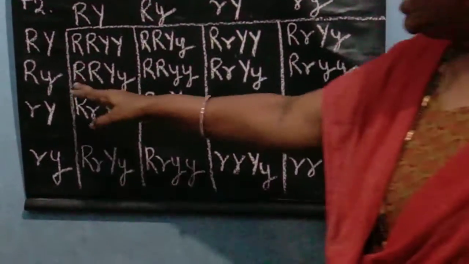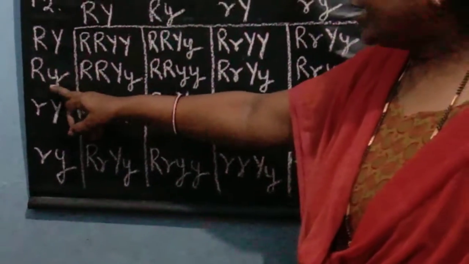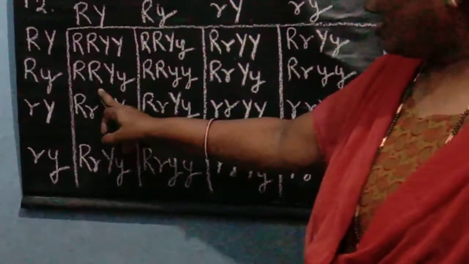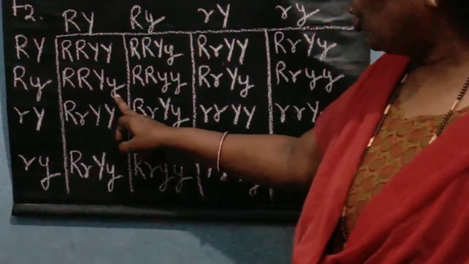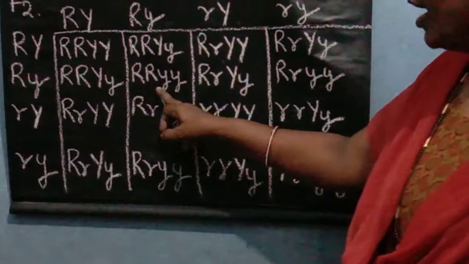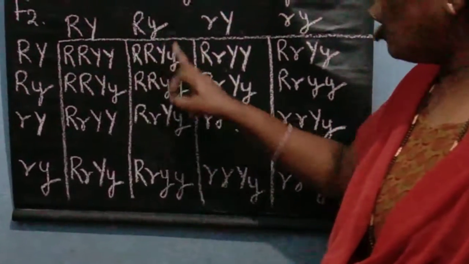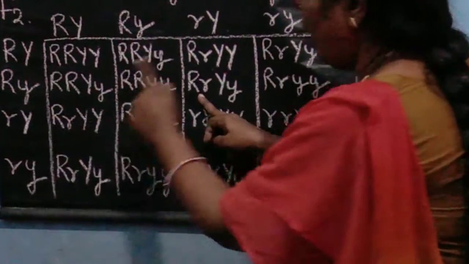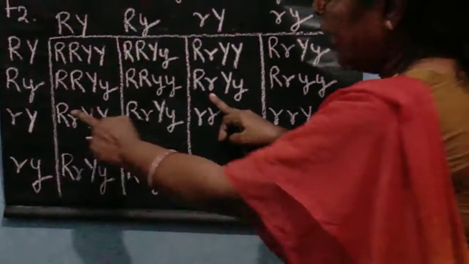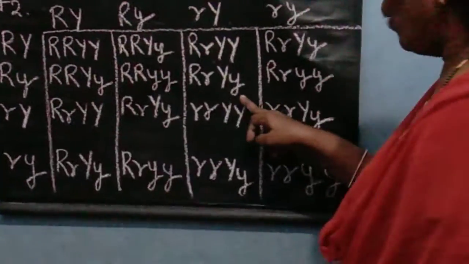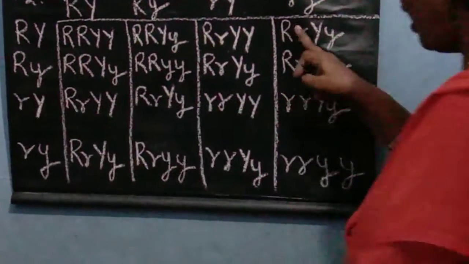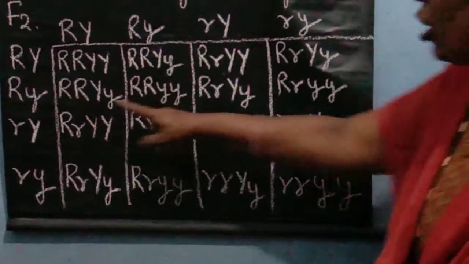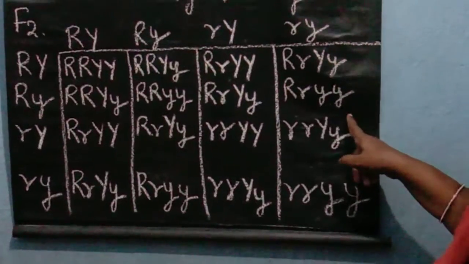Now come to the second gamete. Same way you have to multiply. Capital R into capital R, capital Y into small y, capital R, both R you should write. Then both small y you should write. Then come to the third column. Capital R into small r, then capital Y into small y. Next one is capital R, then small r. Then what we are having? 2 small y we are having.